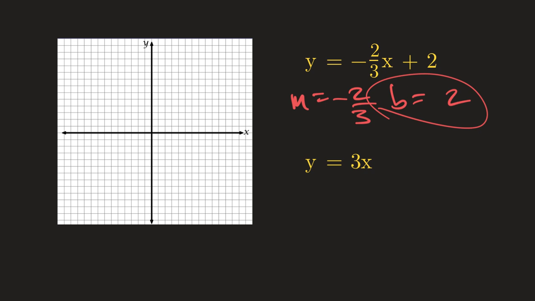So my b is 2, so I'm going to go up here to positive 2, and I'm going to put a point there on the y-axis at positive 2, okay? That is my y-intercept, hence where that line is going to cross the y-axis, all right? Now, from that point is where we're going to reference our slope from, okay? Now, our slope, it's negative, right? Our slope is negative 2/3.